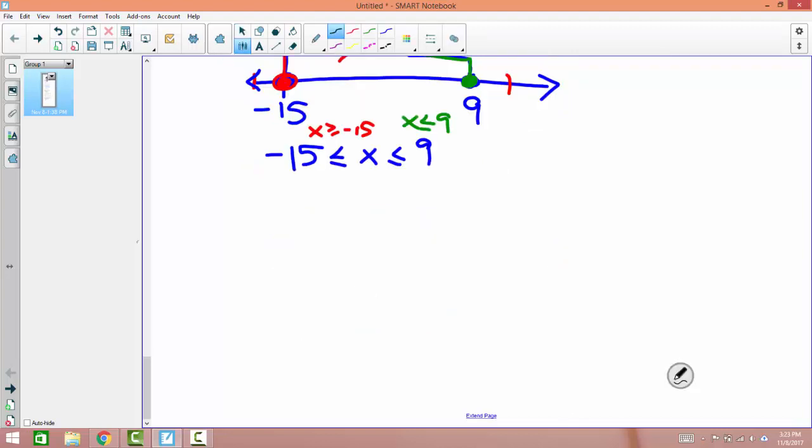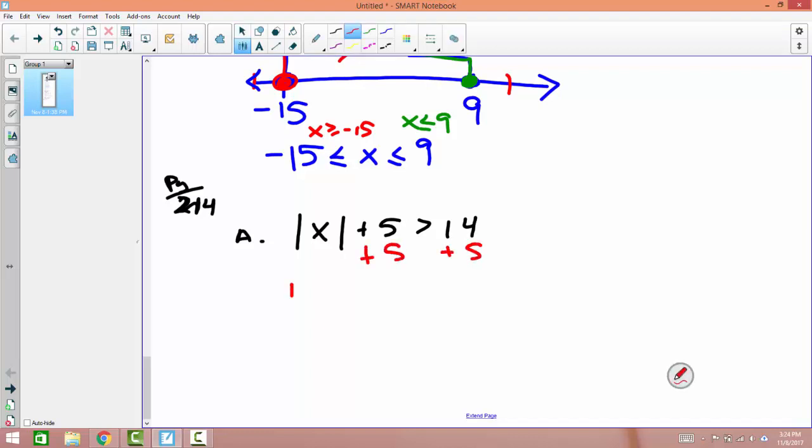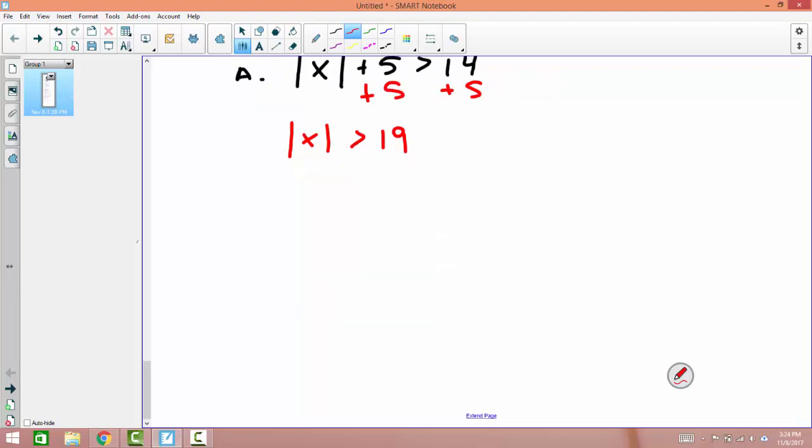So if you want to flip the page, if you're following on the paper, we're now on page 214, if by chance you could read that. So the first one on this is absolute value of x plus 5 is greater than 14. The first step would be to add 5 because you're going to isolate the absolute value. And then you're going to put both of your situations. So the absolute value is greater than 19. It's also less than -19.